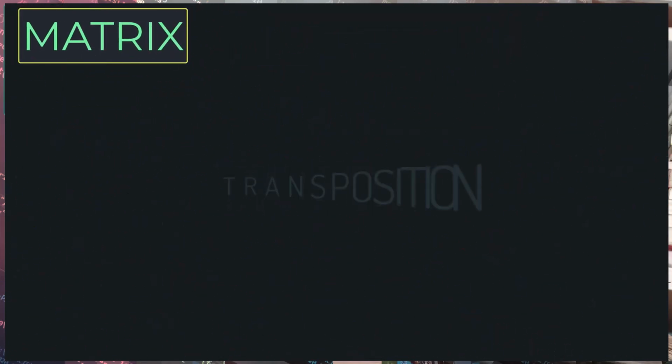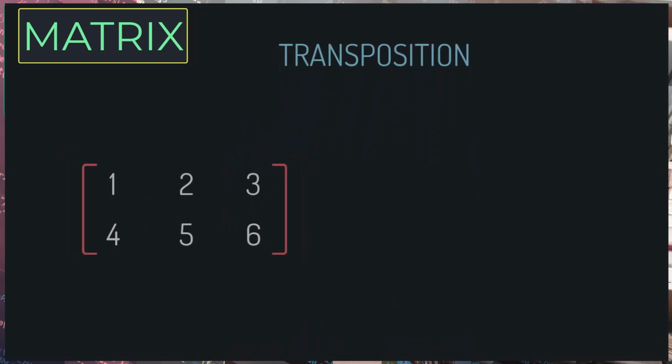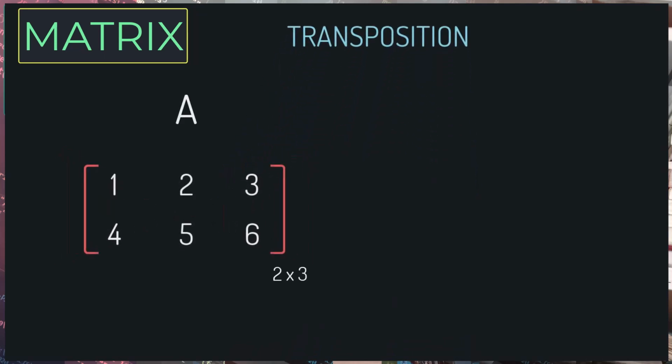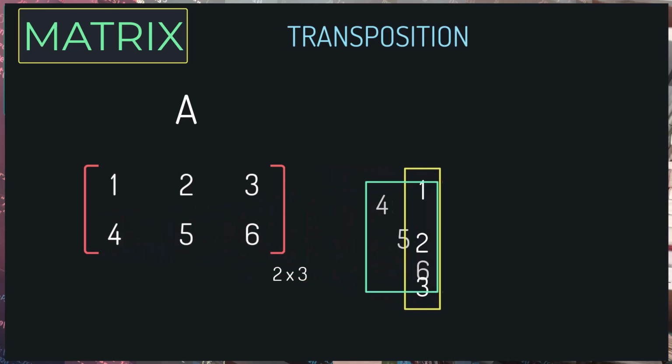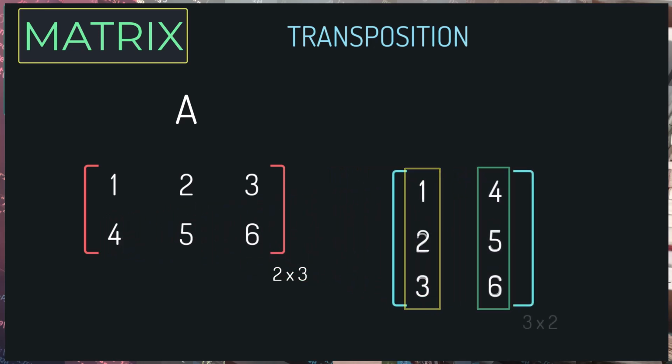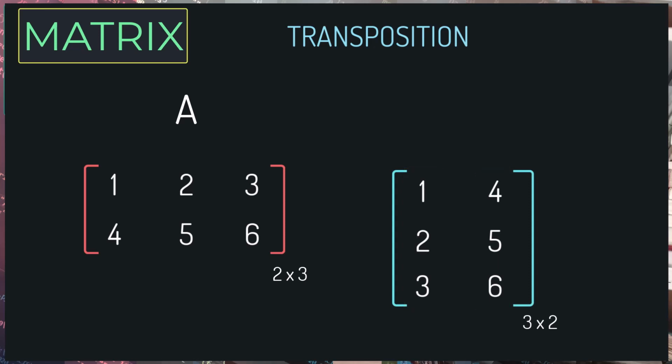Let us now discuss a new idea of transposition of matrices. Suppose A is a 2 by 3 matrix. Obviously, it has 2 rows and 3 columns. If we change these 2 rows into columns, we get a new matrix. This matrix is called the transpose of the original matrix A. It is denoted by A T or A dash.